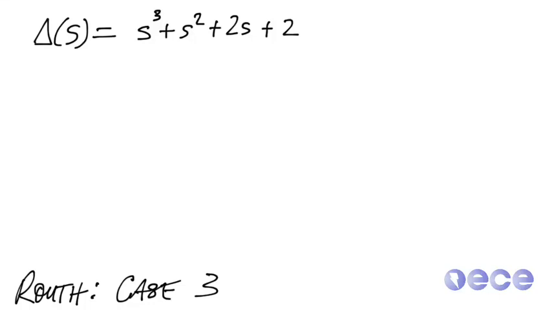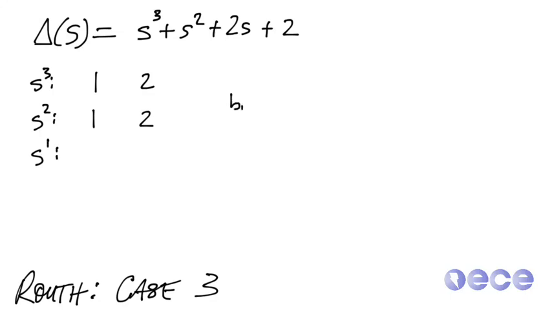Routh Case 3 is where you have an entire row of zeros when you're building the Routh array. Let's start with our characteristic equation. Delta of s is equal to s cubed plus s squared plus 2s plus 2. So let's go ahead and construct the Routh array here. So s cubed begins with 1 and 2. S squared is also 1 and 2.